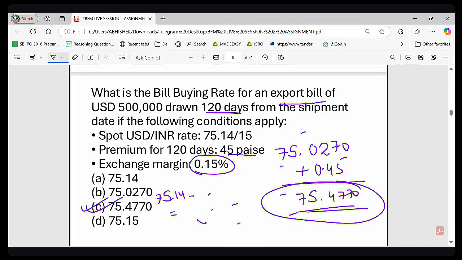So Jess, what was your answer earlier? Your answer was option number C, right? Very good, Jess. This shows that you have conceptual clarity. Very good, nice to see.